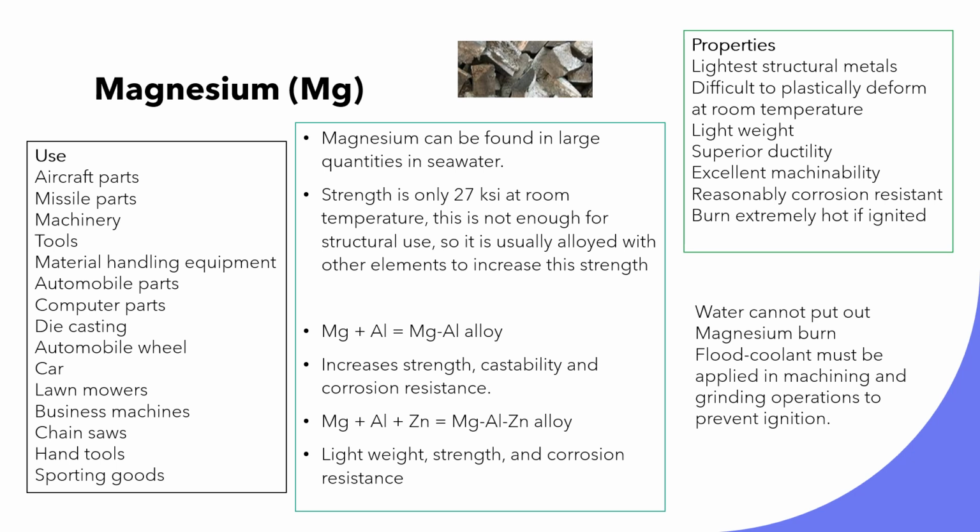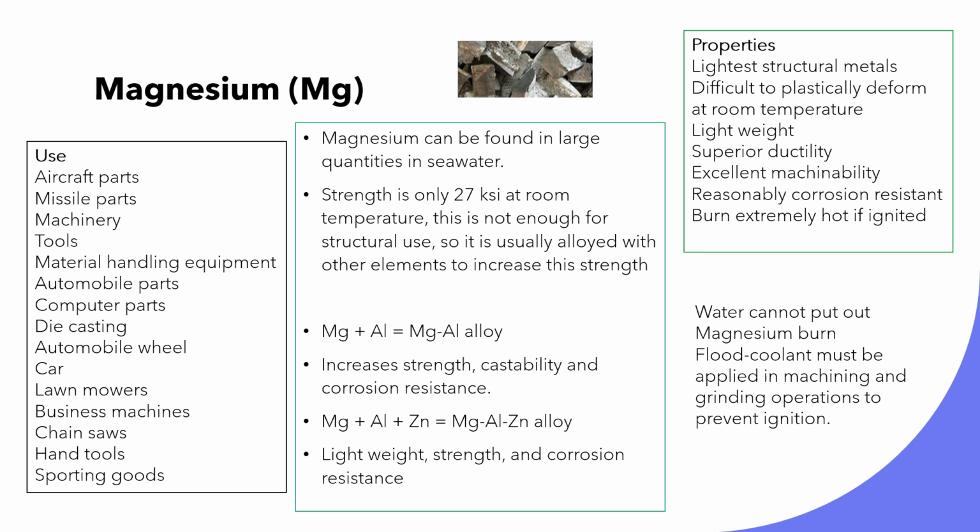So the use: generally we use magnesium and its alloys in aircraft parts, missile parts, machinery, tools, material handling equipment, automobile parts, computer parts, die casting, automobile wheels in your car, lawn mowers, business machines, chainsaws, hand tools, and various sporting goods.